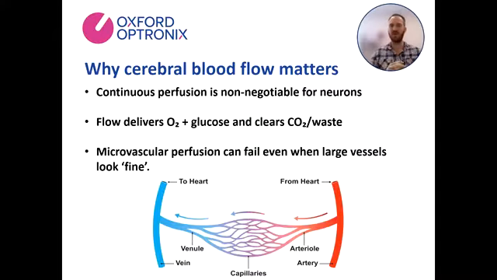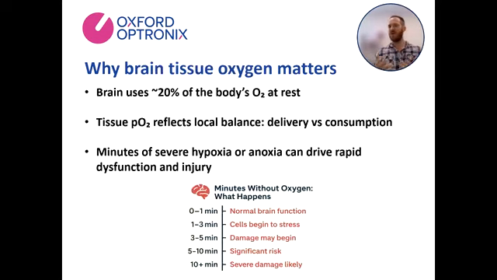Okay, so now that flow's on the table, let's talk about oxygen because that's the tissue level reality check. So what does tissue oxygen add? Even at rest, the brain uses a disproportionate amount of the body's oxygen, and it does not tolerate interruptions well. Tissue pO₂ is useful because it reflects the local balance between delivery and consumption right where the biology is happening. Now, if we take a look at the timeline graphic here, it's the motivation for this whole talk. A few minutes without oxygen starts creating real risk, and after about 5 minutes, the danger of severe injury climbs quickly. So if oxygen can swing fast, it's worth measuring it directly instead of trying to infer it later.